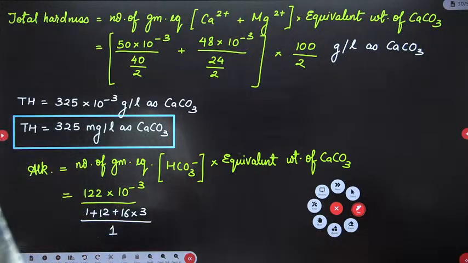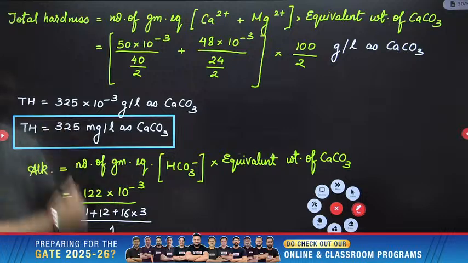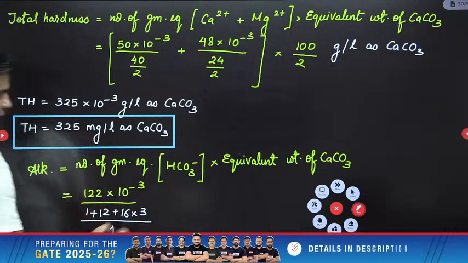So sand and silt is answering 325. Very good. Kirti is answering 325 only. Now get me the value of alkalinity.